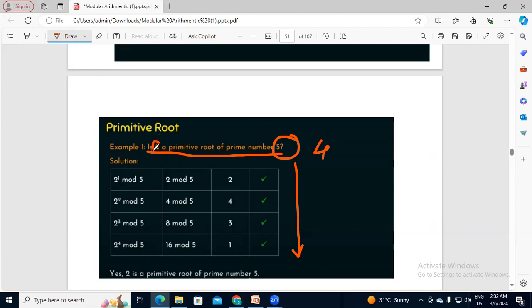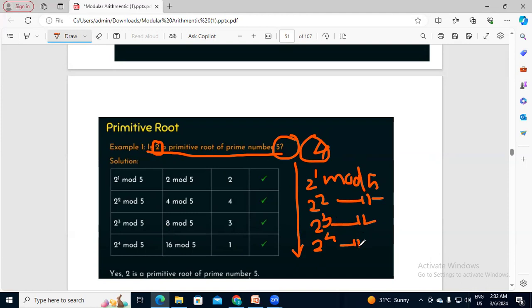Then you need to find out 2 to the power 1 mod p, p in this case is 5, then 2 to the power 2, 2 to the power 3, and 2 to the power 4. You have to stop here because the number is 5, so the last power will be 4, and mod n. In this case, n is 5. And you need to compute the result of the same.